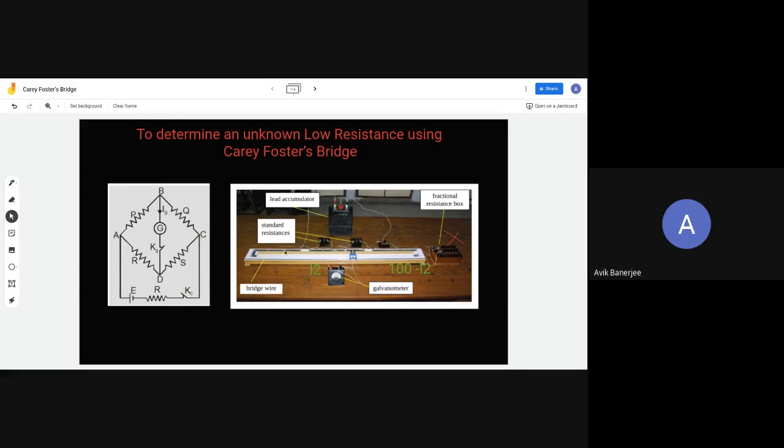এবার this Carey Foster's bridge is basically a modified meter bridge. এবার মিটার ব্রিজকে কেন মিটার ব্রিজ বলা হয়? কেউ বলবে? মিটার ব্রিজকে কেন মিটার ব্রিজ বলা হয়? আমরা তো এটা আননোন রেজিস্ট্যান্স মাপি একটা। হ্যাঁ, কিন্তু মিটার ব্রিজকে কেন মিটার ব্রিজ বলা হয়?